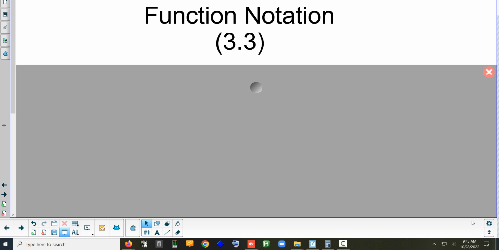Our last section we're going to look at is 3.3, and this is on function notation. So when you see the word notation, notation is a way of writing something down. Okay, that's what notation means. So we're going to talk about another way to write something down that you've been writing all along.